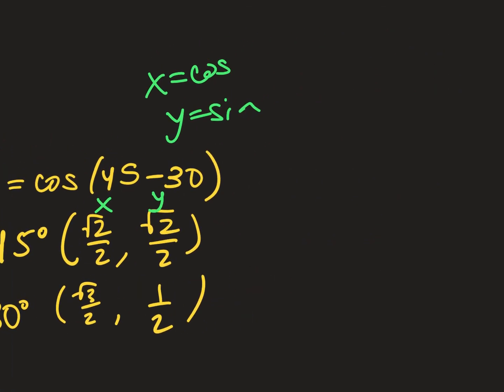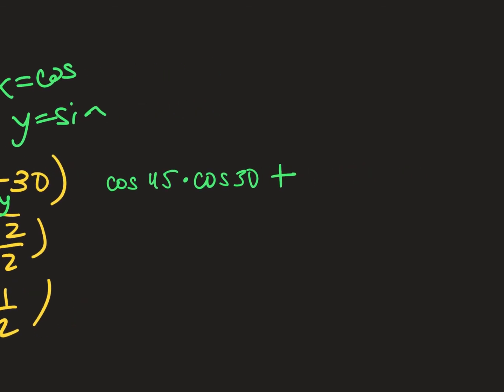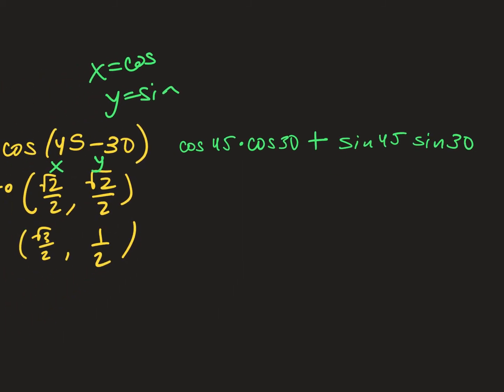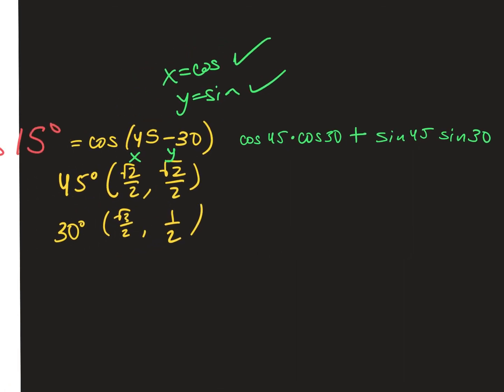I'm going to use the numbers. So I'm going to say cosine 45 times cosine of 30. I'm just following whatever the formula says. Plus sine 45 times sine of 30. Questions? If you need to, remind yourself, again, guys, cosine is the x value, y is the sine value. So now you just plug in.